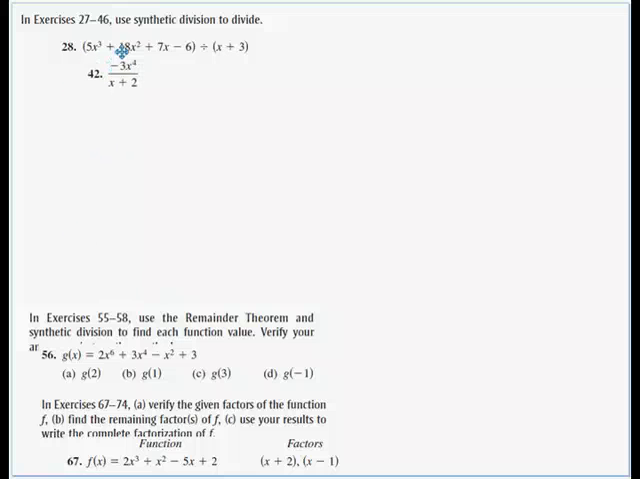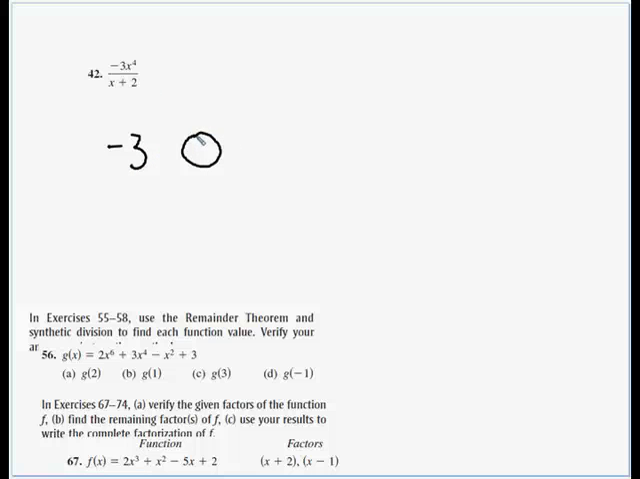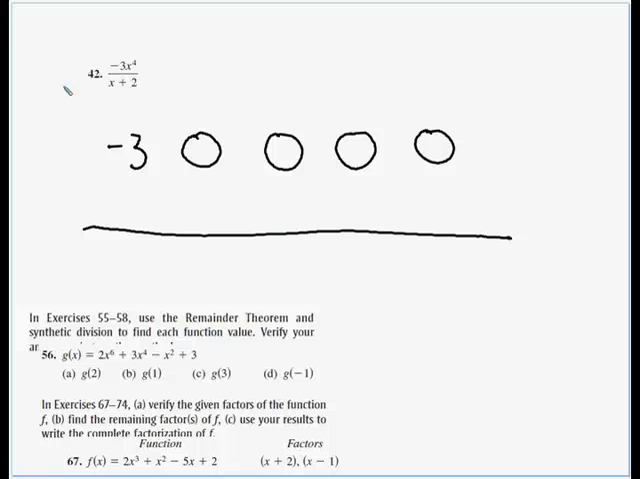This one's going to be a little different, kind of interesting here. Look at that numerator. It is a single term. But if we think about it here, we're going to start with a minus 3x to the fourth plus 0x cubed plus 0x squared plus 0x plus 0. Wow, that's a lot of zeros. And we are going to divide that by our denominator, x plus 2. Again, swap that sign out. It will be a minus 2.